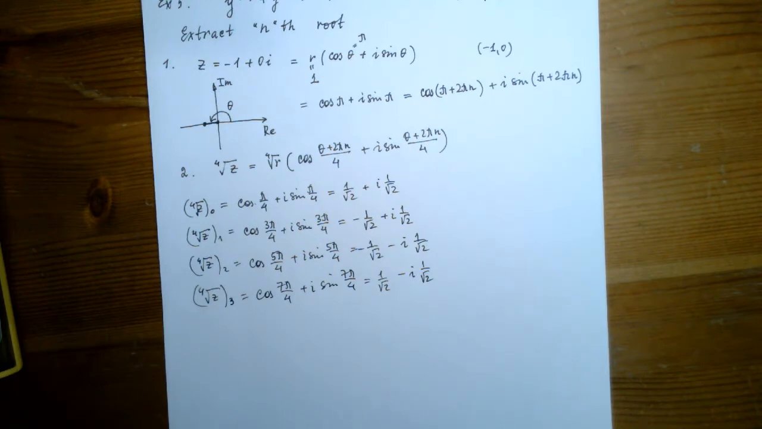Well, I would say it's a little bit long to get all of them. But if you look at these 4 roots, you're going to see that we have 2 pairs of conjugates.